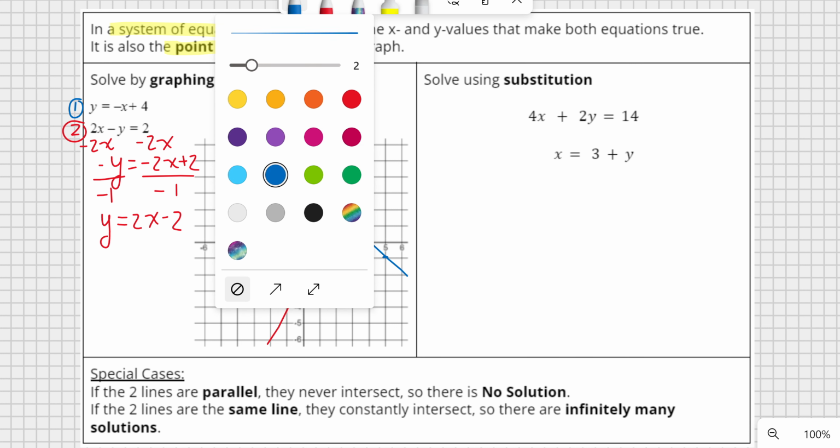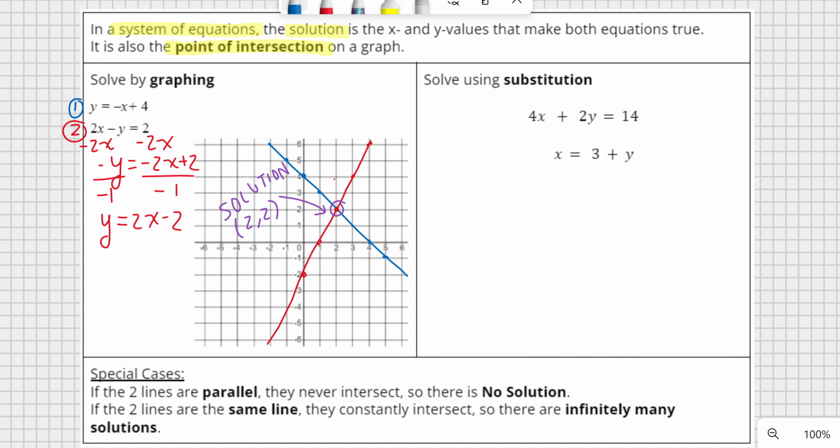Another way to solve is by using substitution. And substitution works well when you have one variable all by itself, or one variable isolated in one equation already. We have that in this bottom equation. x is equal to 3 plus y. So 3 plus y is all equal to x.